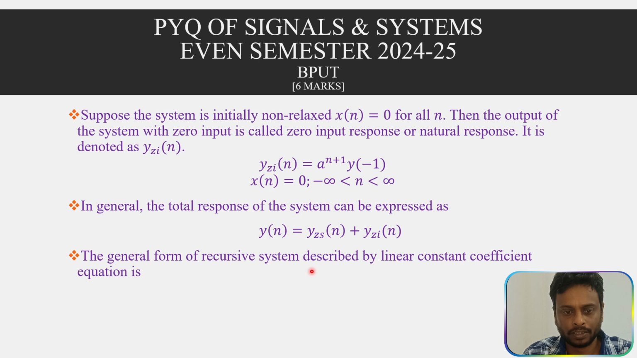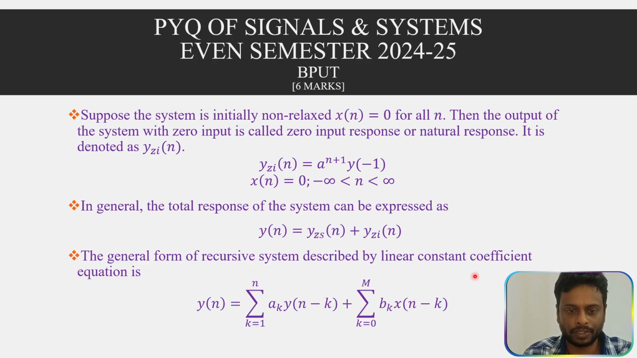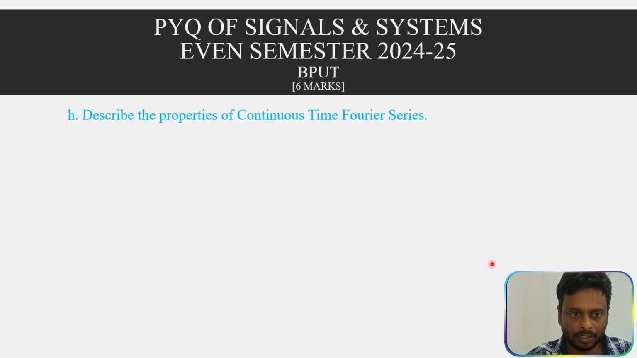So the general form of the recursive system is described by this linear constant coefficient equation. This is how the discrete time systems are represented by the difference equations. Okay. So this is the third question, I think.